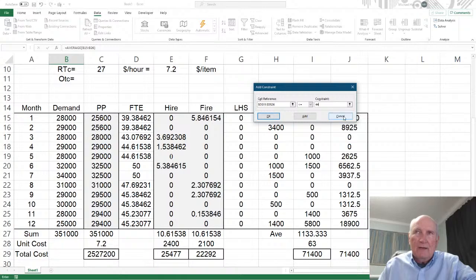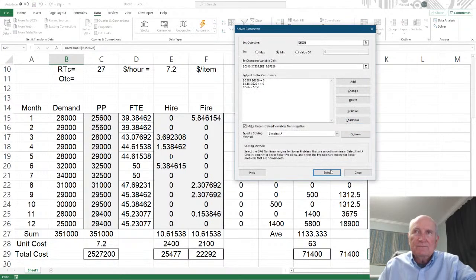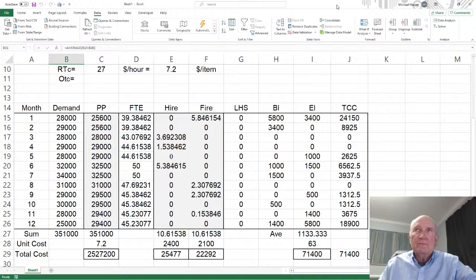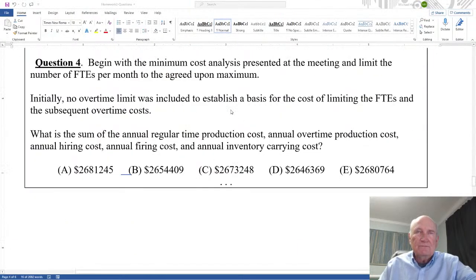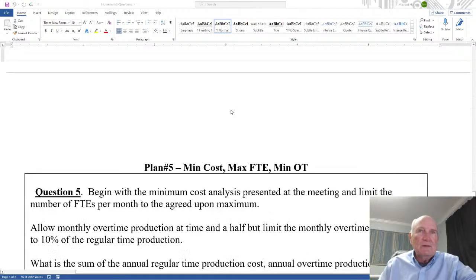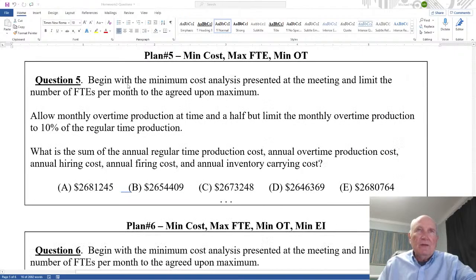Okay, but let me cancel this. Close. And then which one's minimum cost? It'll give you one of those. Okay, then we go on. Number 5 here. Begin with a minimum cost analysis, which we're doing. Present at the meeting.